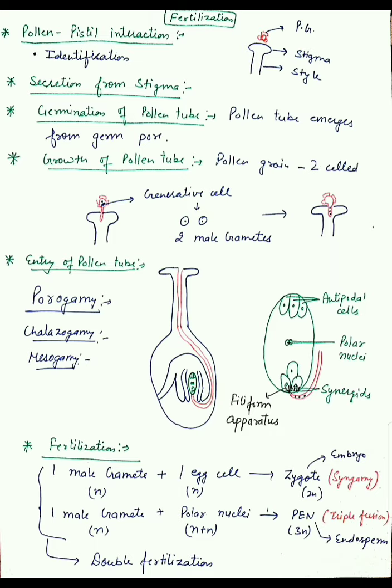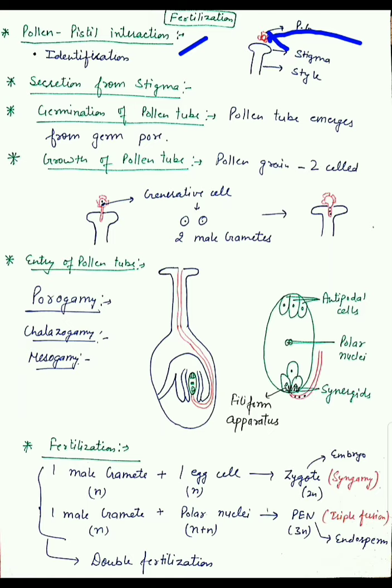As you all know, fertilization is the process of fusion of the male and female gamete, but actually it is not so simple. It takes place in various steps. For example, first is the pollen-pistil interaction. When a pollen grain lands on the stigma, the stigma releases some chemical which recognizes whether the pollen grain is of the right type or the wrong type.